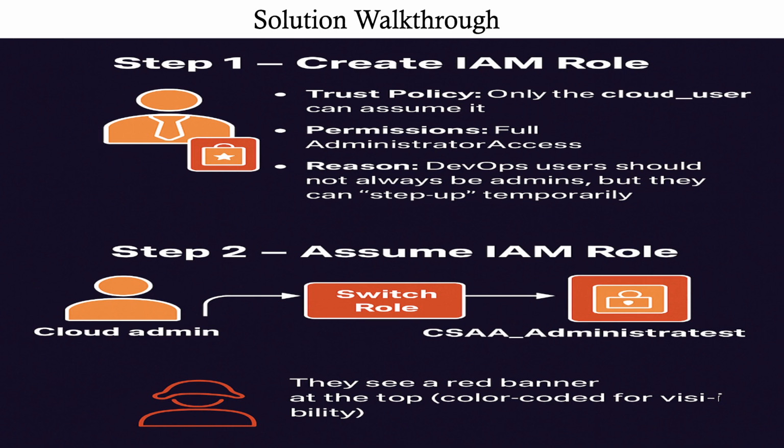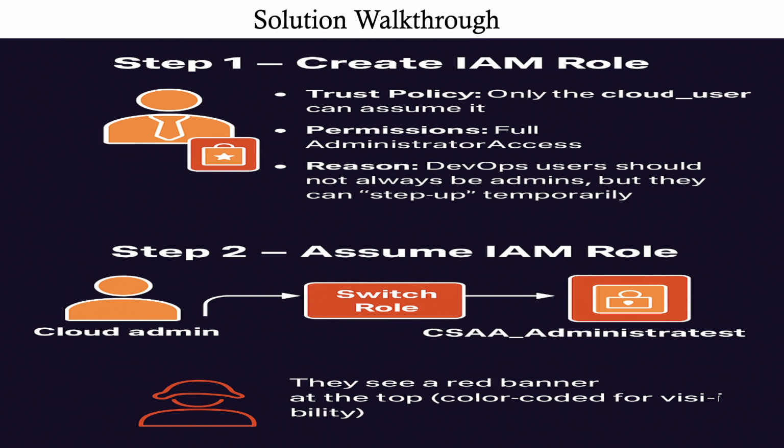Step 2, assume the role. The DevOps engineer logs in as cloud_user, who only has basic access. Without the role, they are denied access to services like Certificate Manager. To set up, they click switch role, and enter the account ID and the role name. Once assumed, a red banner at the top makes it clear they are operating with elevated permissions. Now the user can create VPCs, RDS, IAM policies, everything an admin can do. When they switch back or log out, privileges drop to normal. This is clean, temporary, and auditable.